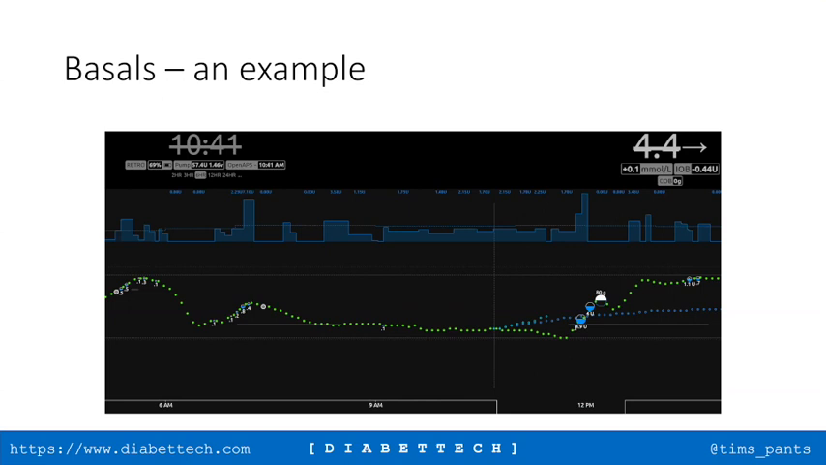IOB at that point is negative. So that's a good point to pick up. What's another good point to pick up just looking at that graph? Looking at all those, they look like SMBs, the little boluses. They are SMBs, yeah.